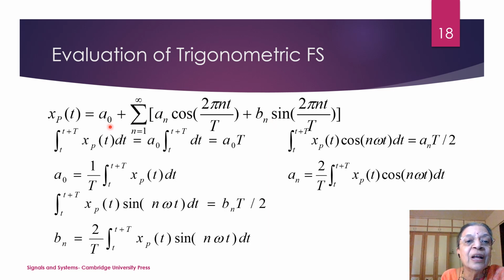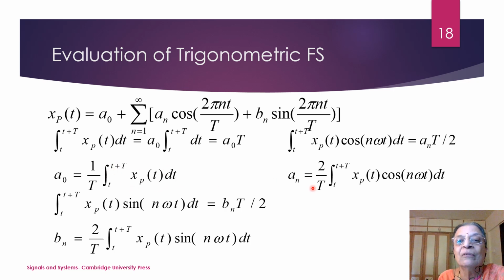In order to get a0, I'll have to just integrate this x(t) over one complete cycle, that is between t to t plus capital T, where capital T is the period. So when I integrate, I'll get a0 times T. So what will be a0? a0 is 1 upon T into this integration. So how do I evaluate a0? I'll have to evaluate this integral for the signal over one complete cycle.